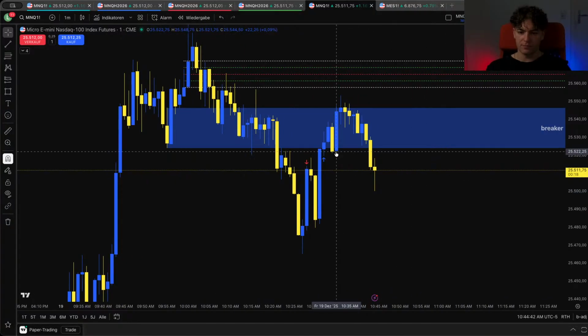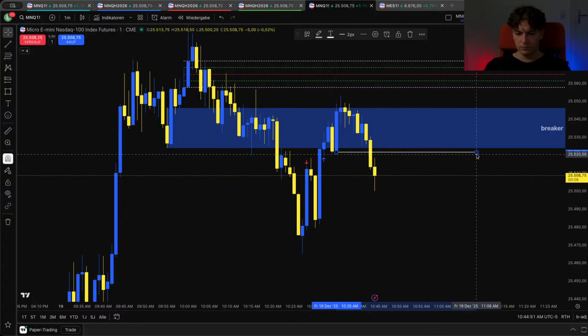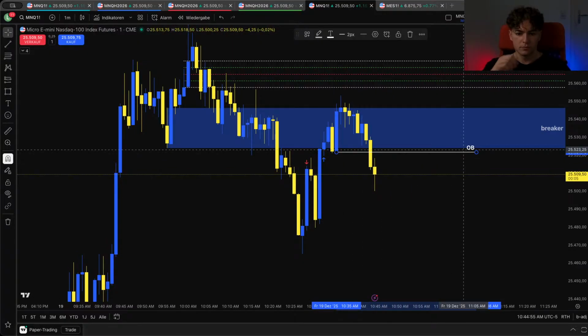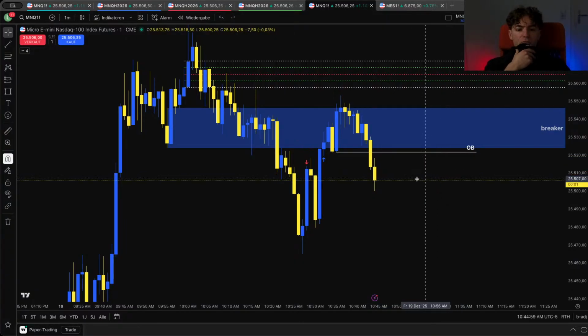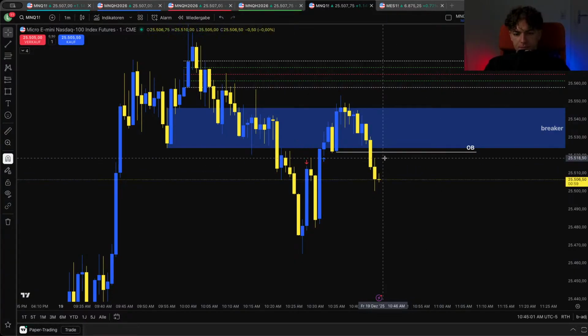So we have an order block. And we have a fair value gap.